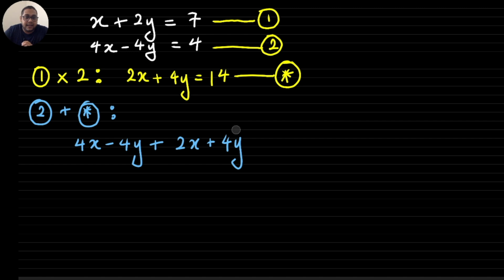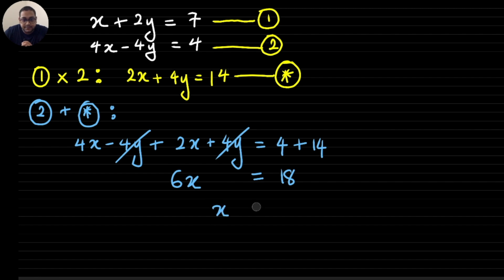In the previous example, I used brackets, but now I'm not going to use brackets. If you like to, you are most welcome to use brackets. And on the right hand side, we would have 4 plus 14. Now look into the like terms and simplify them. Minus 4y would cancel off with positive 4y, and 4x plus 2x would give me 6x. On the right hand side we have 18, and now simply make x the subject. x is now equal to 18 divided by 6, and your answer is equal to 3.